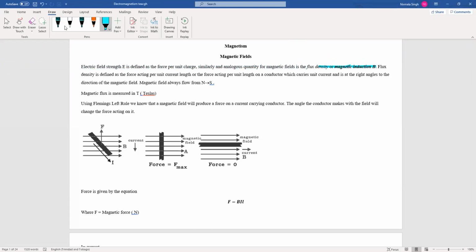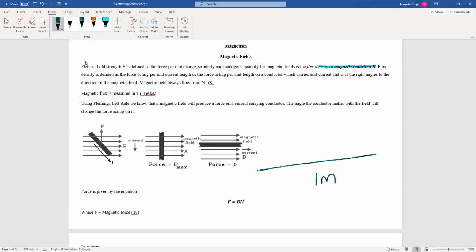All right, flux density is defined as the force acting per unit current length, or force acting per length, on a conductor which carries unit current and is at right angles to the direction of the field. It's a really long, complicated way of saying it is the force if you have a length of wire that is 1 m.